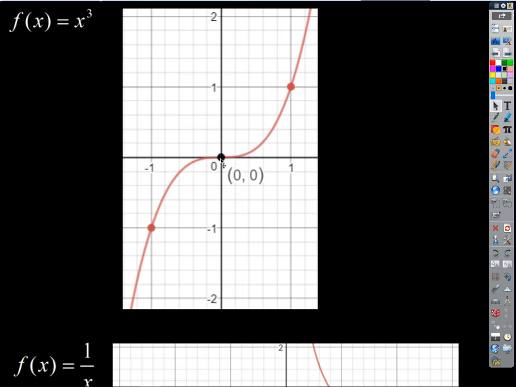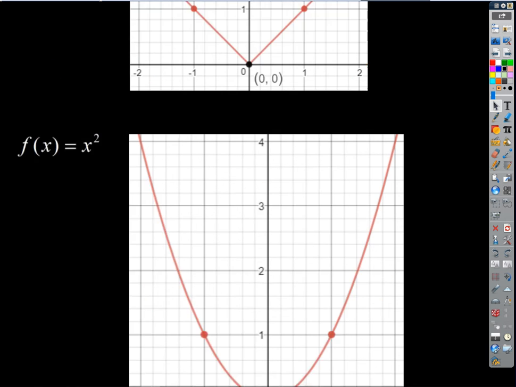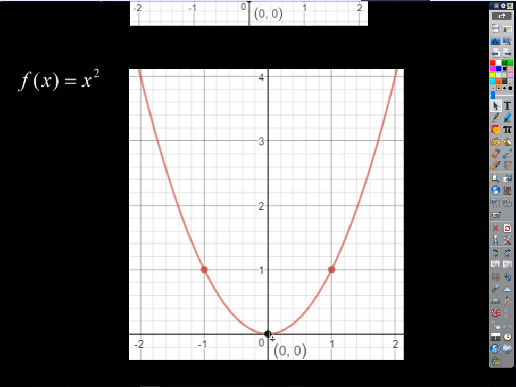Okay. Notice in each of these examples that there was a kind of special point, and we literally call it a special point in math, a special point that sort of anchors our picture. The vertex is the special point for an absolute value function. The vertex is the special point for a parabola.